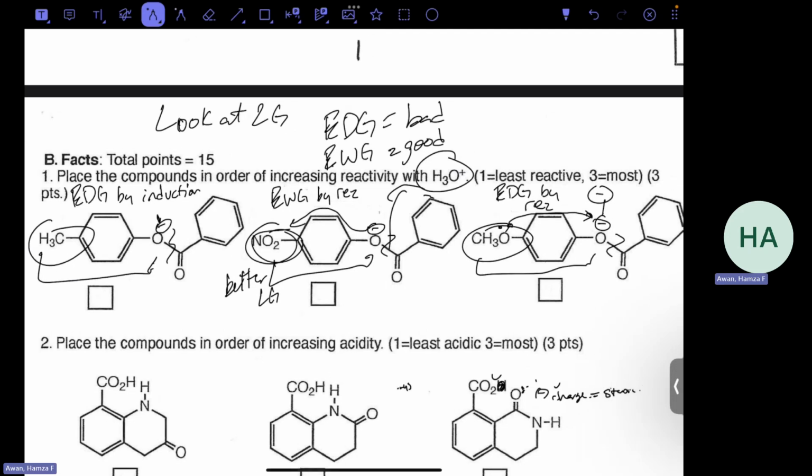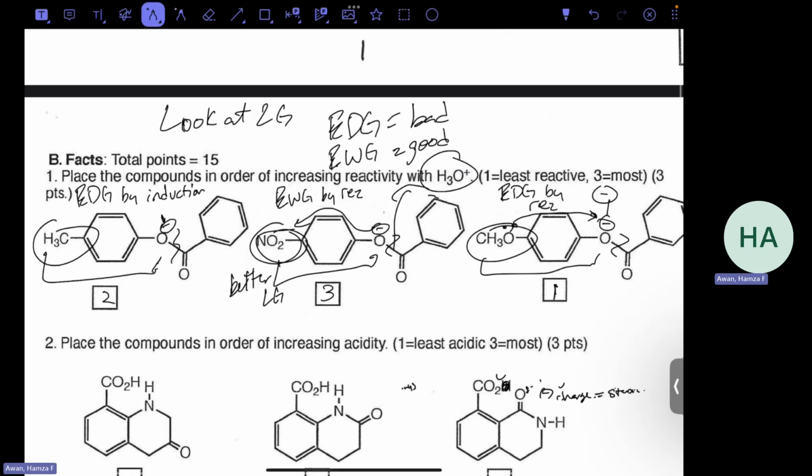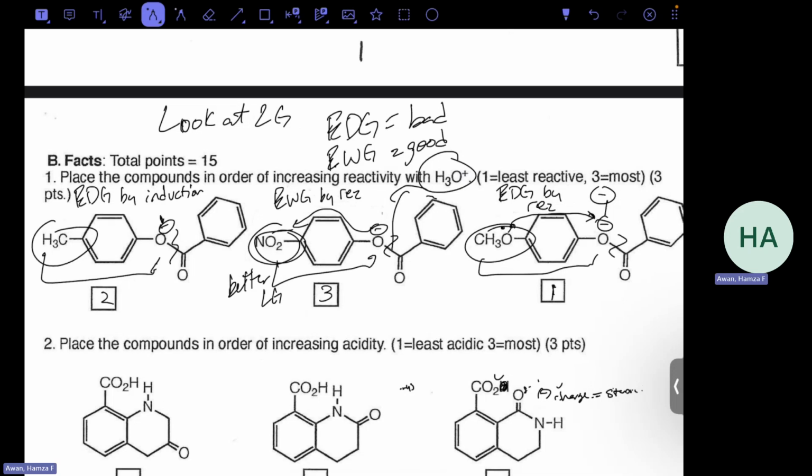So because of that, this electron withdrawing group is going to be our most reactive because it creates the best leaving group. And now we have an electron donating group by induction and by resonance. Because the electron donating group by resonance is going to be stronger, it's going to cause that minus charge on that oxygen to become bigger, and so it's less stable than the one from induction. So because of that, this right side is going to be the least reactive, and the CH3 is going to be our second most reactive in this problem. Any questions on that?